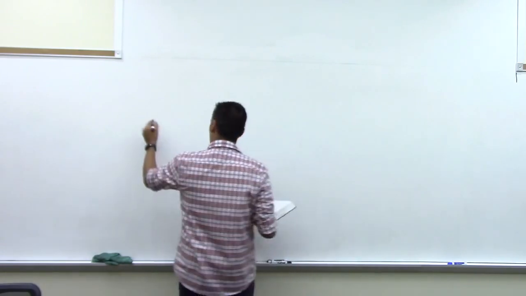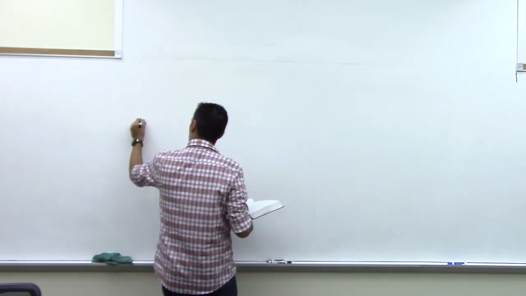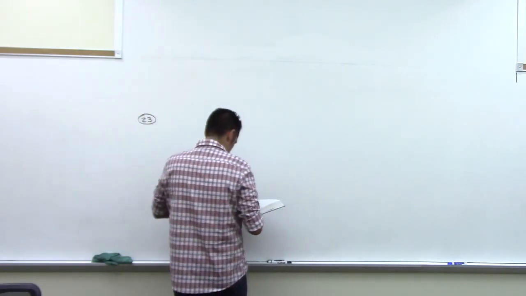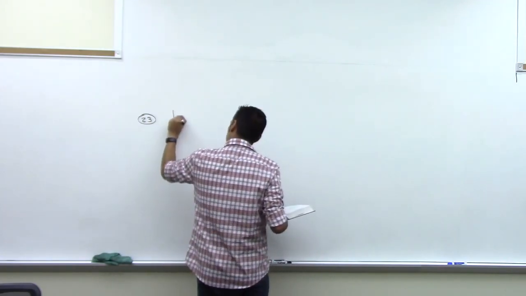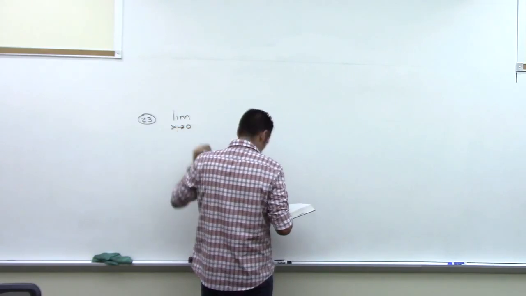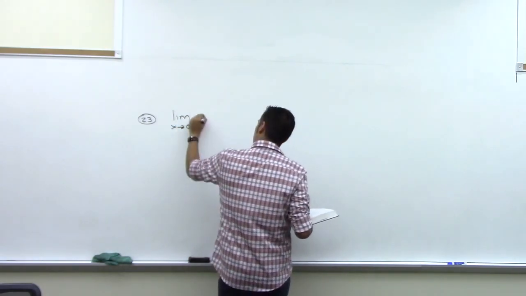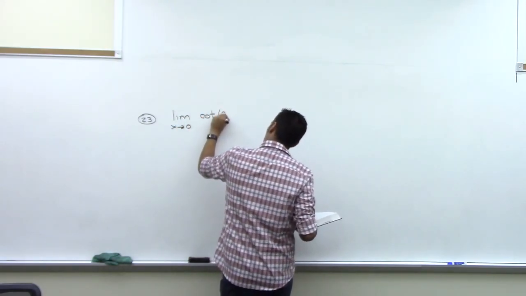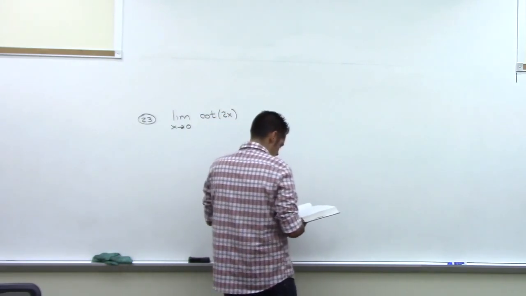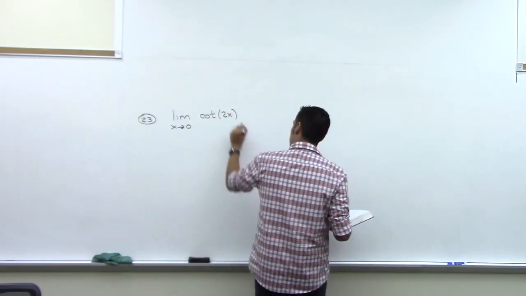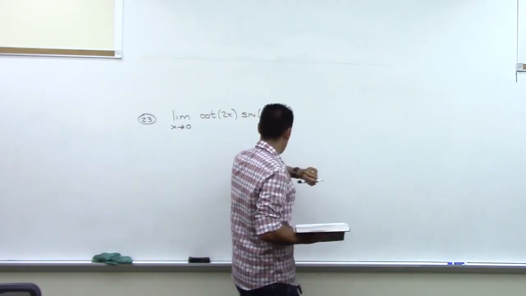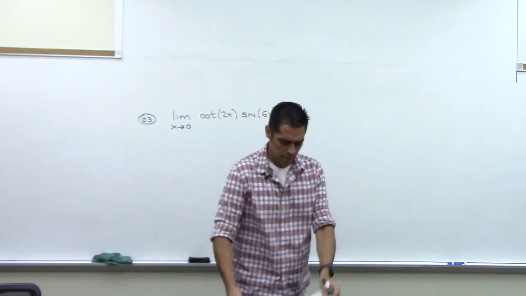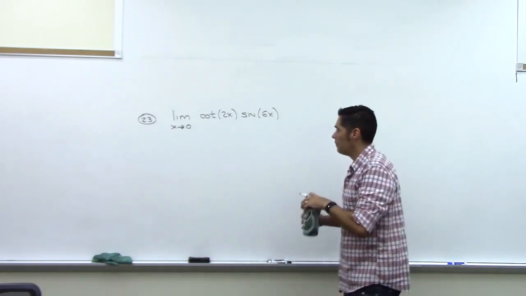Twenty-three. Limit as x goes to 0 of cotangent 2x times sine of 6x. All right, this is getting ridiculous. The emails just keep pouring in.